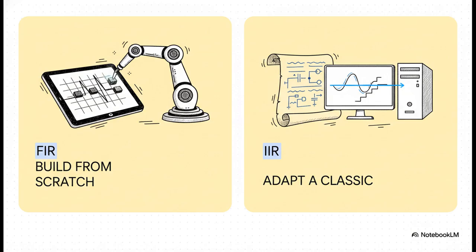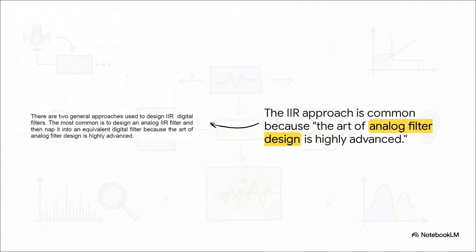And on the other side, you've got IIR filters, which take a totally different path. They find a brilliant, time-tested design from the old-school world of analog electronics and then cleverly adapt it for digital use. So you might be asking, why would you bother adapting an old design? Why not just build something new?